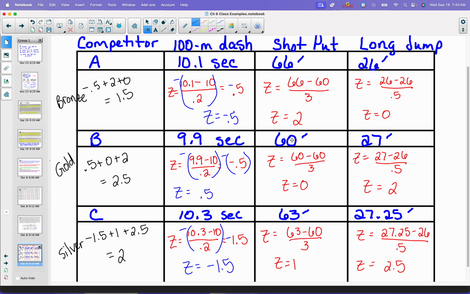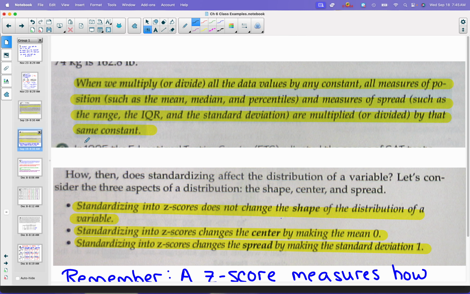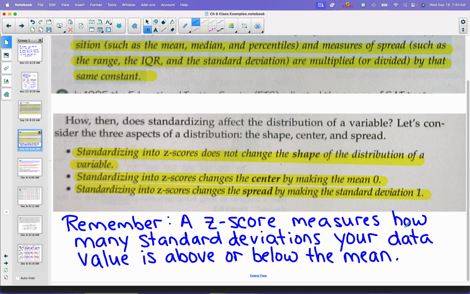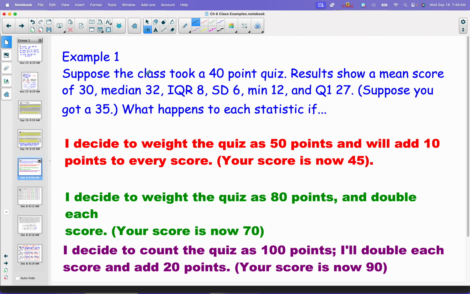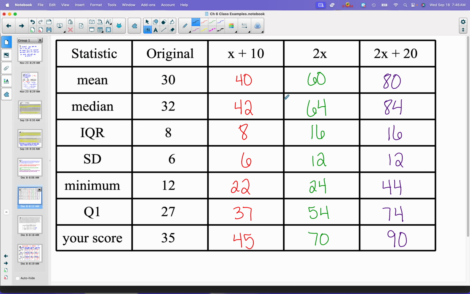Okay, so that kind of gives you a little idea about z-scores, how you can use z-scores to compare. Remember what a z-score is. It measures how many standard deviations your data value is above or below the mean. We saw ways that adding or multiplying a constant to a data set can affect all your summary statistics. So those are all things you need to be familiar with.